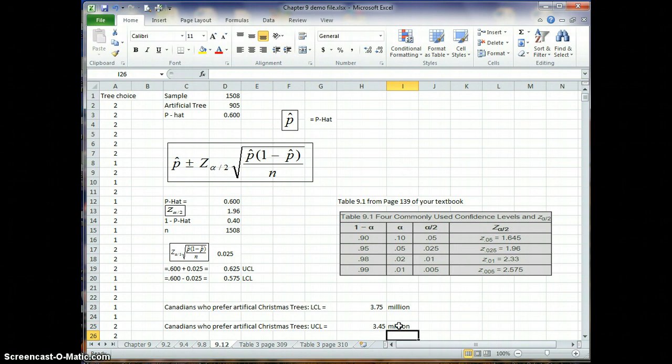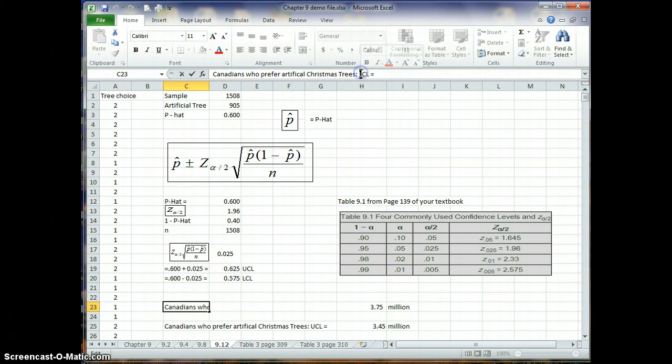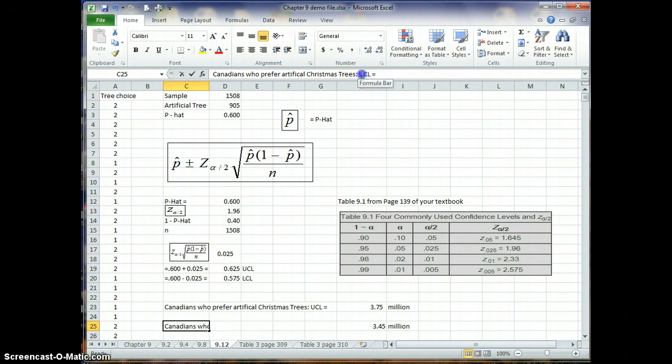Excuse me. So again, Canadians who prefer the artificial Christmas tree. Oh, I did that backwards. This would be the upper level. And this would be the lower confidence level. So 3.45 to 3.75 million out of the 6 million Canadians would prefer an artificial Christmas tree.